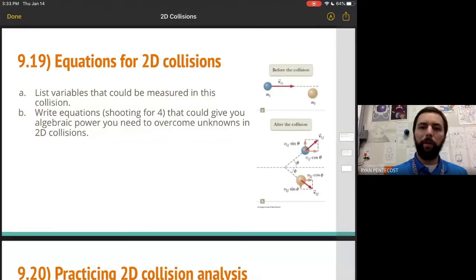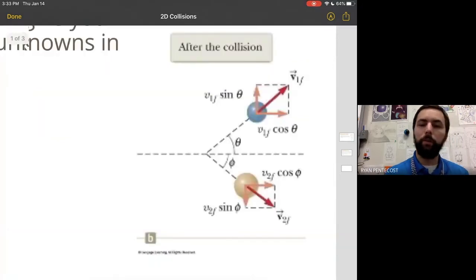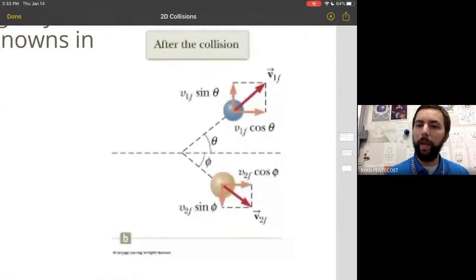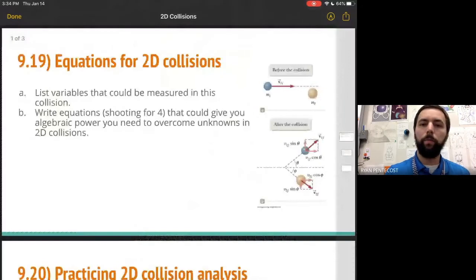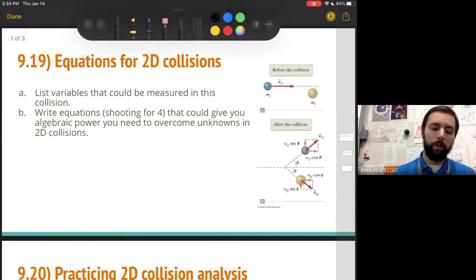Hi, everyone. Today we're talking about two-dimensional collisions. So instead of just head-on collisions, as you can see right here, we're going to start using two dimensions. We're going to go into the X and in the Y dimension when we analyze two objects colliding together. So the first question asks, list the variables that could be measured in this collision.